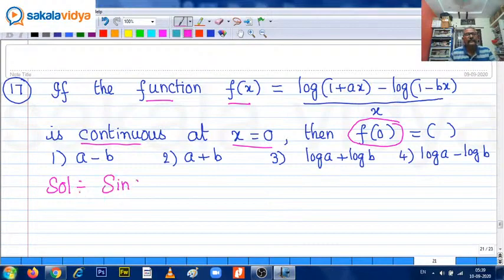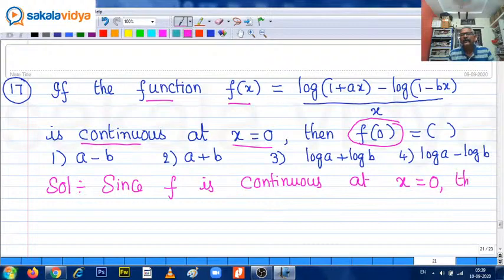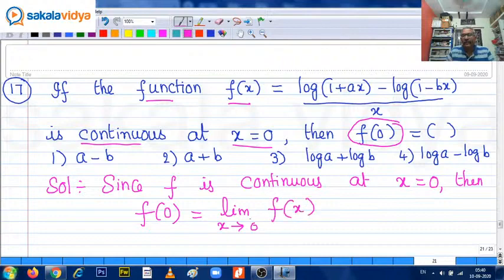Since f is continuous at x equals 0, then f of 0 must be equal to limit x tends to 0 of f of x. Now the limit of the function needs to be evaluated. Now the problem becomes the limit chapter itself only. That's why I told you the limit chapter also can be revised now at this instant.